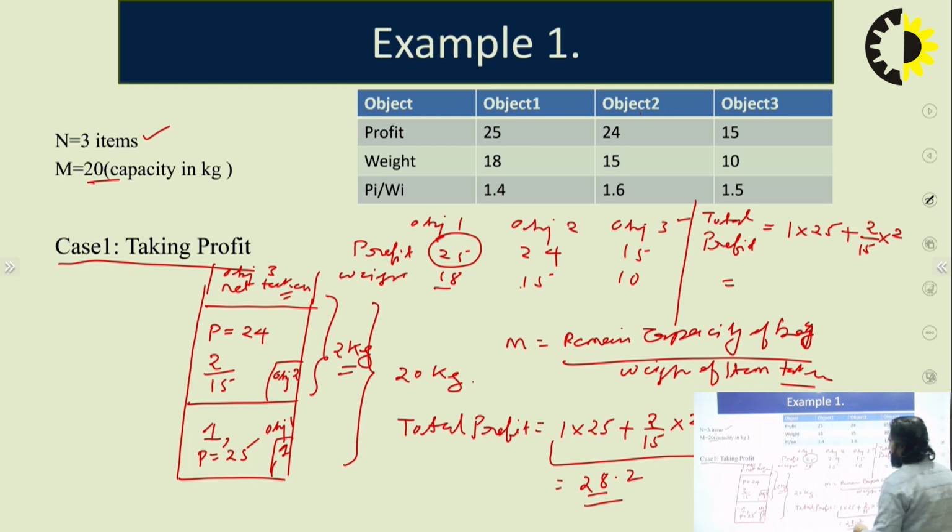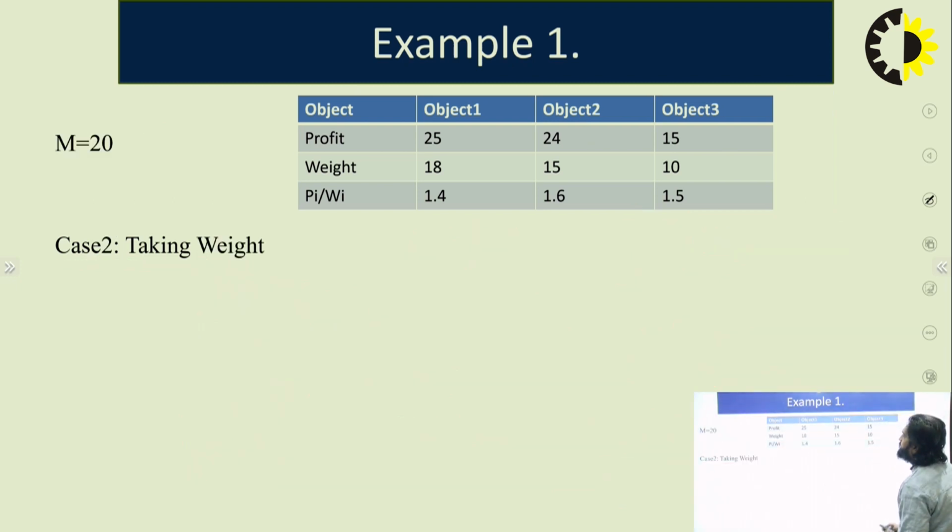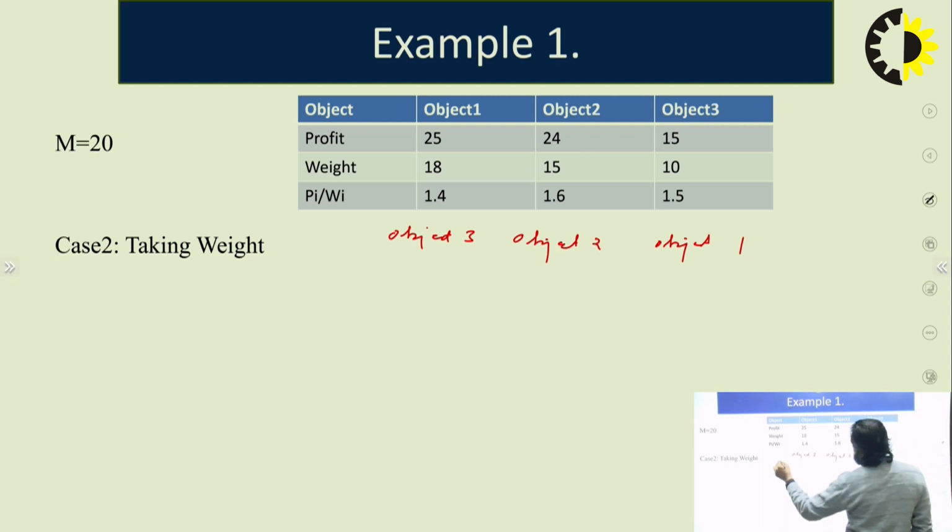Now we check according to the weight. We take the weights in increasing order, taking the lesser weight first, so that we can carry the maximum in the bag. First small weight is object 3, second small weight is object 2, and then object 1, according to weight and profit.